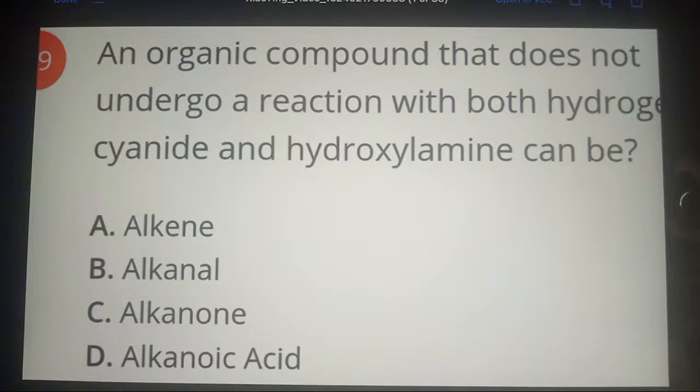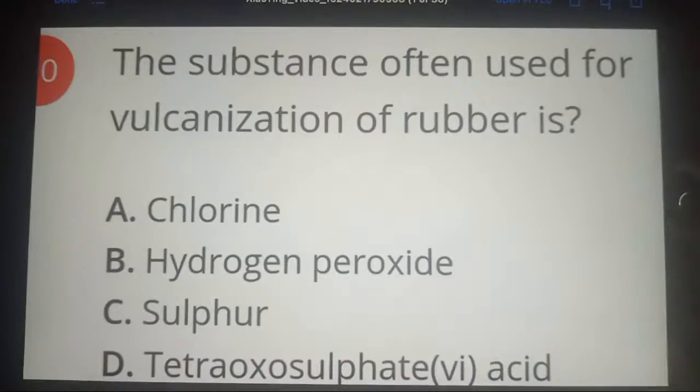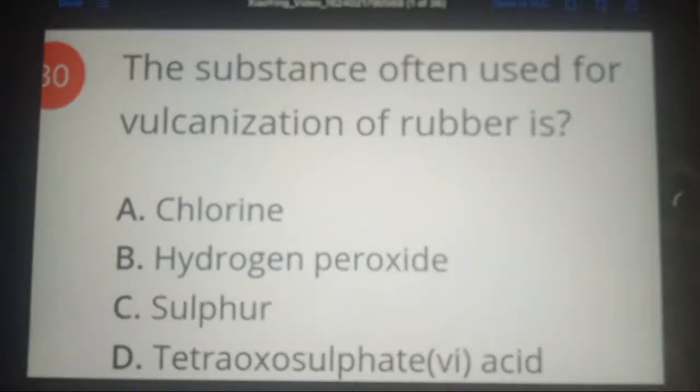This should probably be an inert substance. They should react with amine. Hydroxylamine will react with alkanoic acid. Hydrogen cyanide will react with alkenes, of course. Probably it's supposed to be this, from B or C should be the correct option here. So 30 says the substance often used for vulcanization of rubber is... at least this is a bonus question. This should be solved for, please.